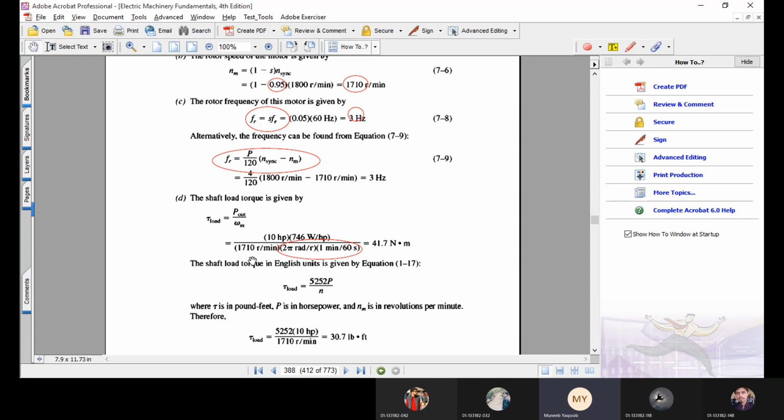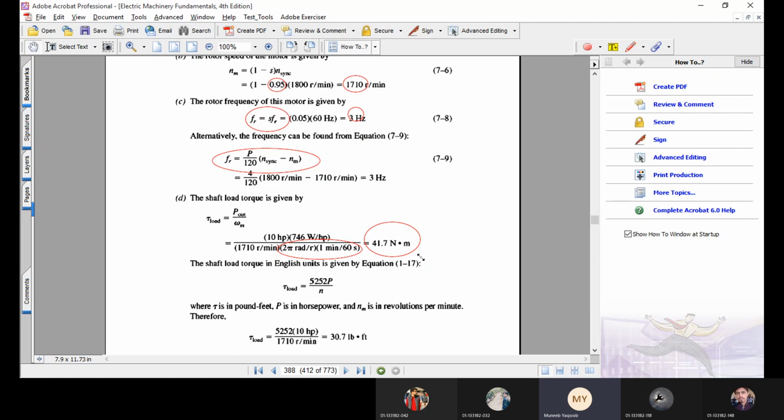So now 1710, that is revolution per minute, if multiplied with 2 pi by 60 will become speed in radian per second. So now the speed is omega, that is speed in radian per second. So P out divided by omega will give us torque in Newton meter. So this is the torque at the shaft of the induction motor in Newton meter.